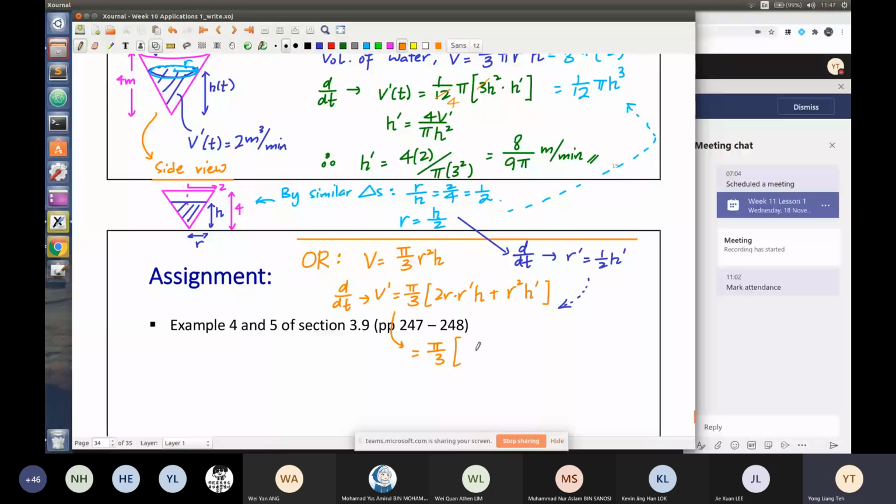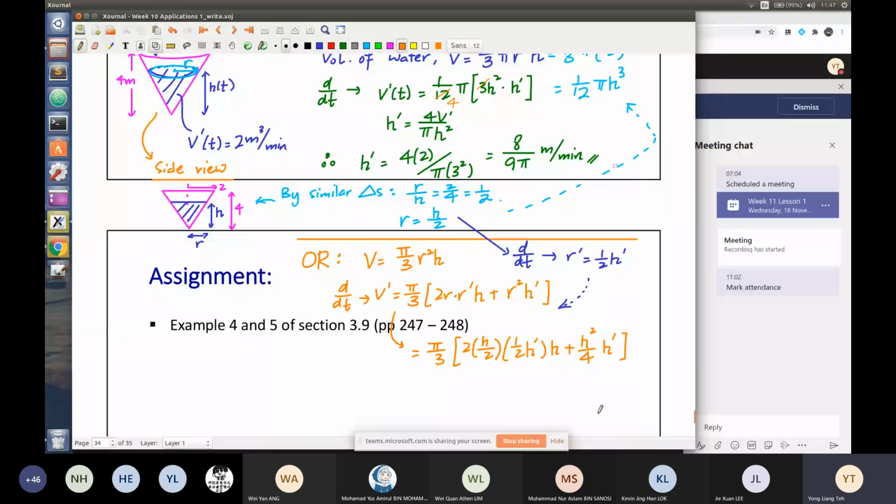Yeah, so you get 2h over 2. Then this r prime is actually this guy. So half h prime times h plus r square, right? Just h square over 4 times h prime. Exactly what you want.